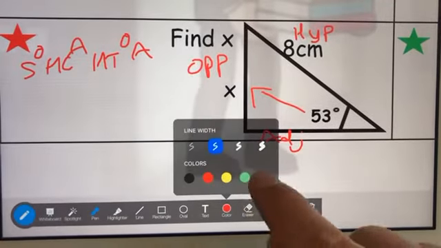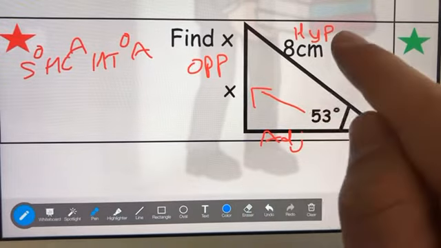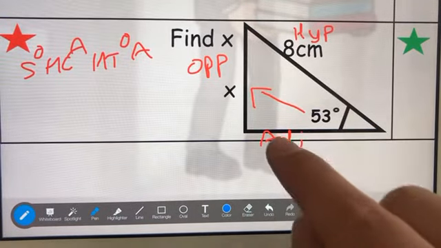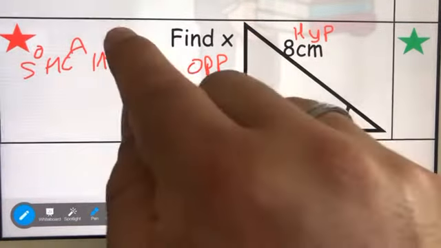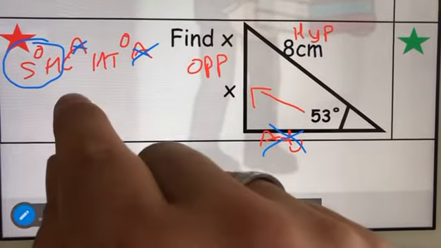Then, once I've done that, I cross out the side that I'm not going to use. Now, I'm going to need the opposite because it's got x on it. I'm going to need the hypotenuse because it's got 8. I'm not going to need my adjacent this time. So I'm going to cross out my adjacent on both of those. I need my SO triangle. So I'm going to draw that in.